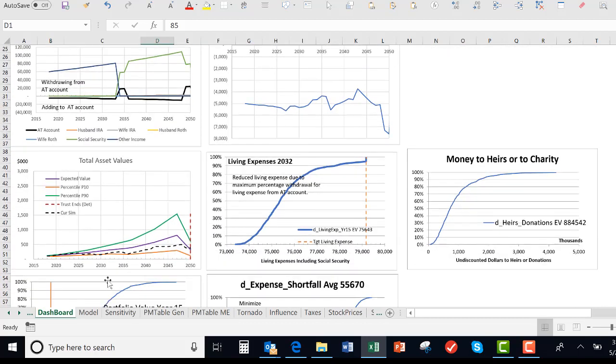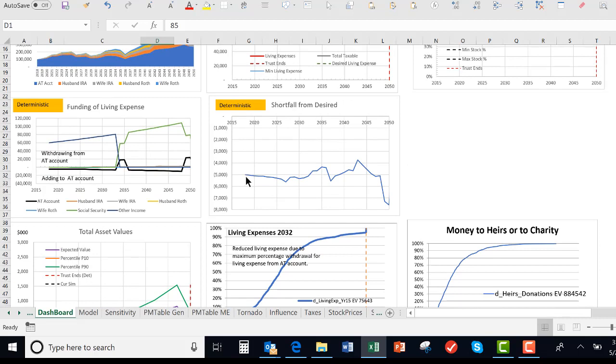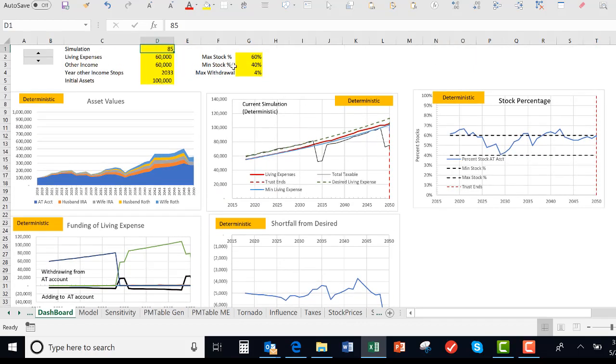And let me show you that one. So here, remember, this is our current simulation, and you can see it's down below the mean. And now we're only achieving our living expense in 2032 maybe 5% of the time. And we don't have a trough, but we're just always low, always low. So that didn't really help us too much. Let's put that back to our 80%.